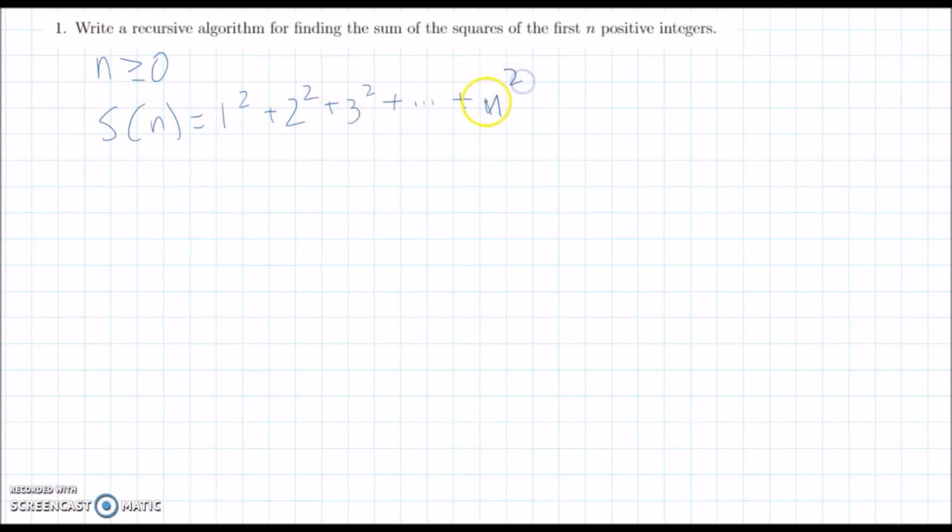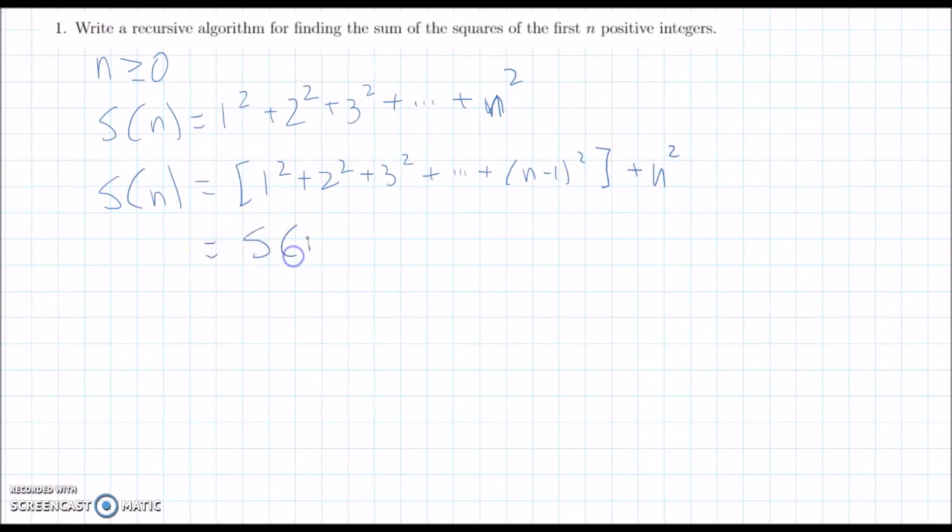plus n squared. Now, there actually is a closed form of this, which I'm not going to get into, but it's a really interesting thing to think about and to kind of investigate. But we want to do this recursively. And to do this recursively, notice that another way to write S of n would be like this. This is equal to 1 squared plus 2 squared plus 3 squared plus... plus (n minus 1) squared plus n squared. But I can write this as S of n minus 1 plus n squared.